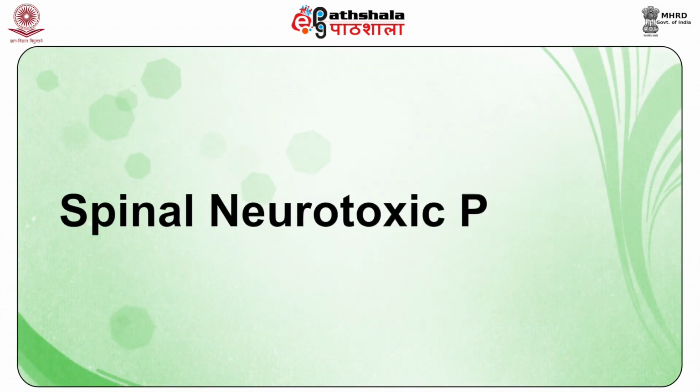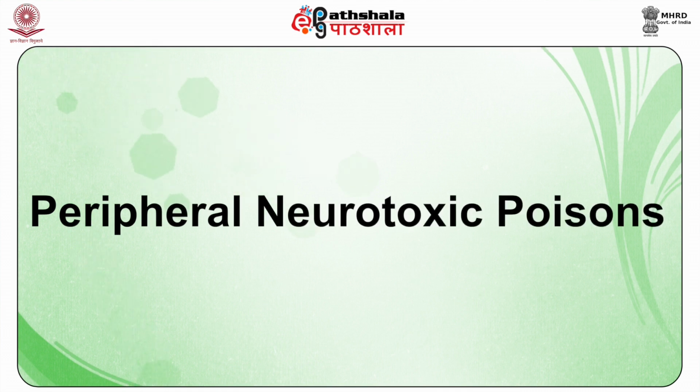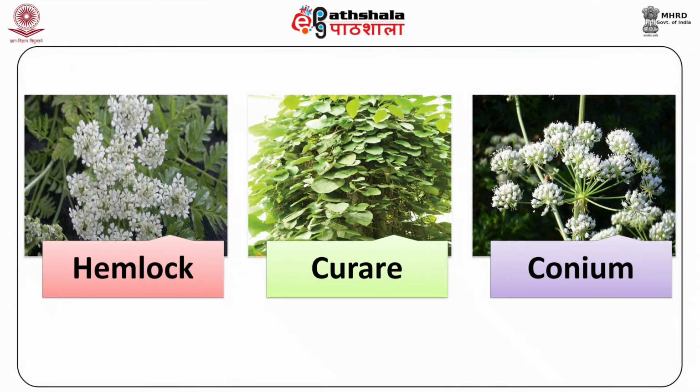Now, the spinal neurotoxic poisons. Spinal neurotoxic poisons are those poisons which act upon the spinal cord. Examples contain Strychnos nux vomica, gelsemium, and physostigmine, etc. Now, the peripheral neurotoxic poisons. Peripheral neurotoxic poisons are those poisons which act especially on the end plate of the motor nerve terminals. Examples include hemlock, conium, etc.